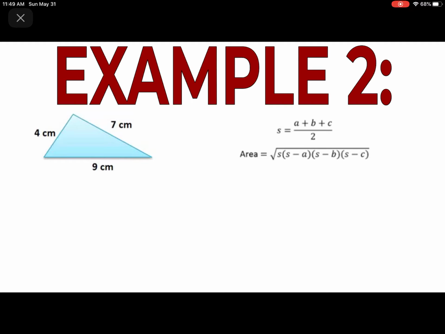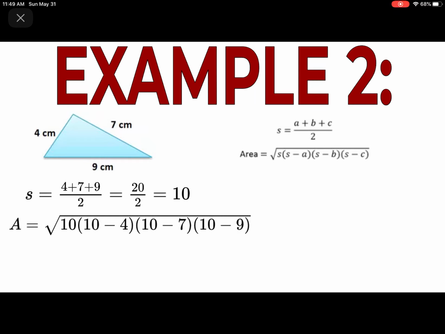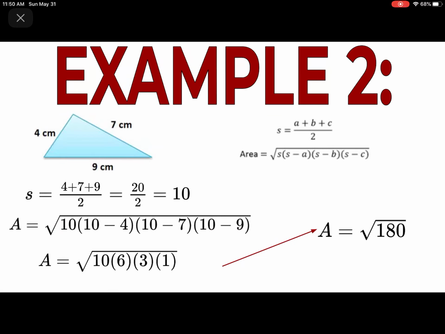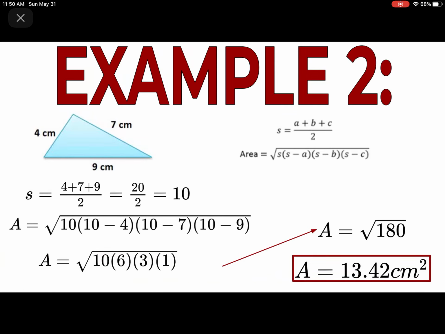All right. So now I have one with 4, 7, and 9 centimeters. S is going to be 4 plus 7 plus 9 divided by 2. Adding those together, we get 20 divided by 2, which is 10. So now my area equals the square root of 10 times 10 minus 4 times 10 minus 7 times 10 minus 9. Doing these subtractions, area is going to be the square root of 10 times 6 times 3 times 1. So area is going to be the square root of 180. And area will be 13.42 centimeters squared, rounding to the 100th place.